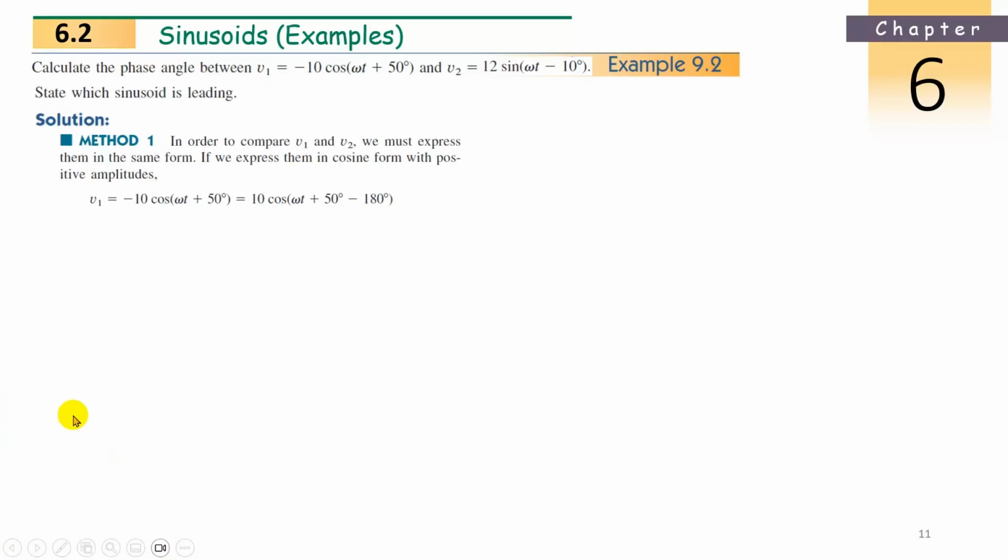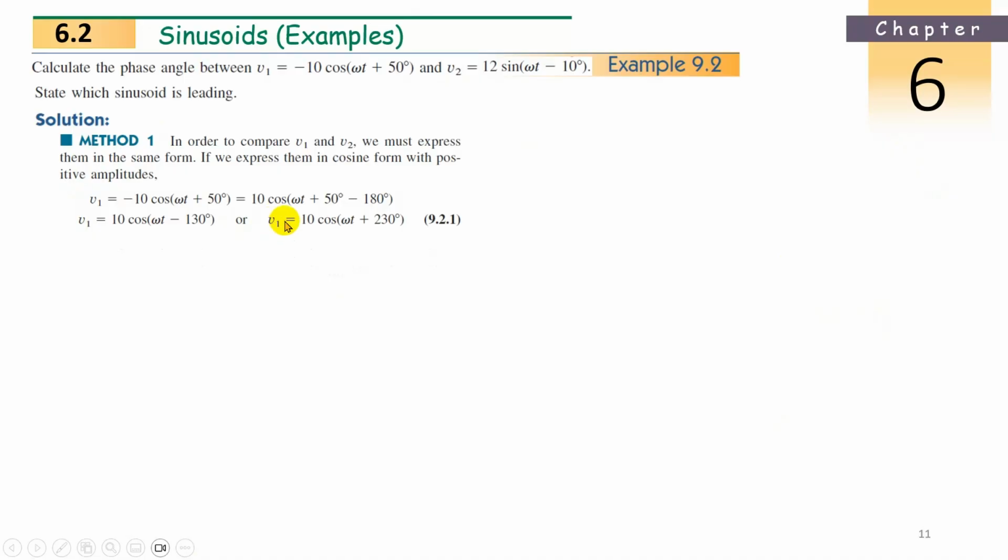It will lag. You can say it will drag 180 degrees. So that is how minus converts to plus: just drag it, or negate it, with minus 180 degrees. You have to push it by 180 degrees, then this minus will become positive. So now it becomes 10 cos(omega t plus 50 minus 180). Now rearrange the minus 180 and 50. It is minus 130. So it becomes 10 cos(omega t minus 130).